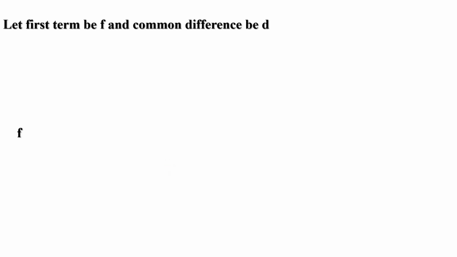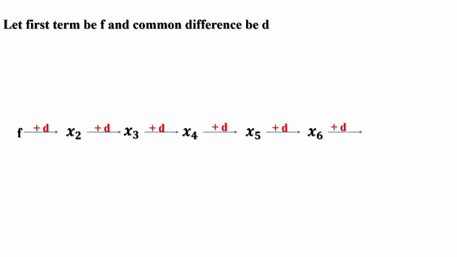And we know when we add common difference to the first term, we get the second term. If we add common difference again, we get the third term. If we add common difference again, we get the fourth term. Again, if we add common difference, we will get fifth term, then sixth term, seventh term, eighth term, etc.